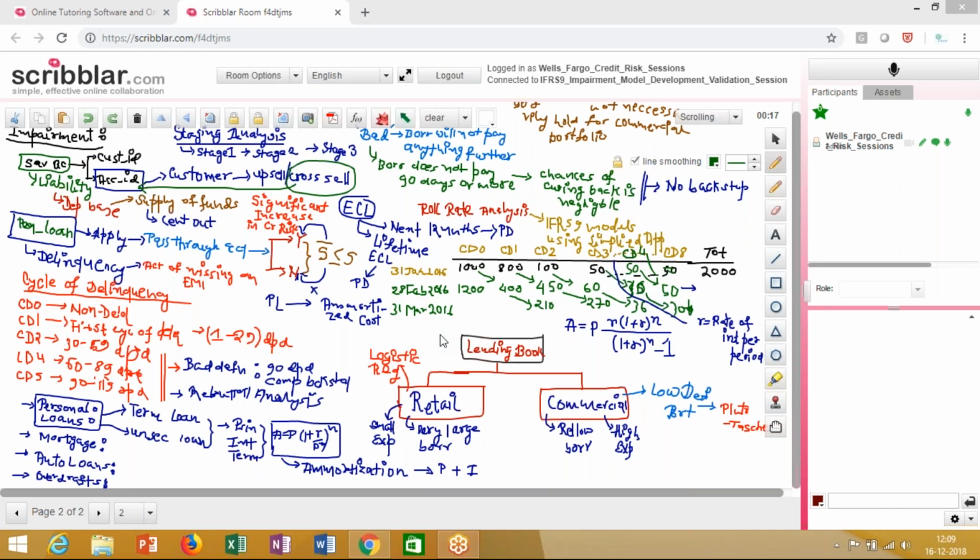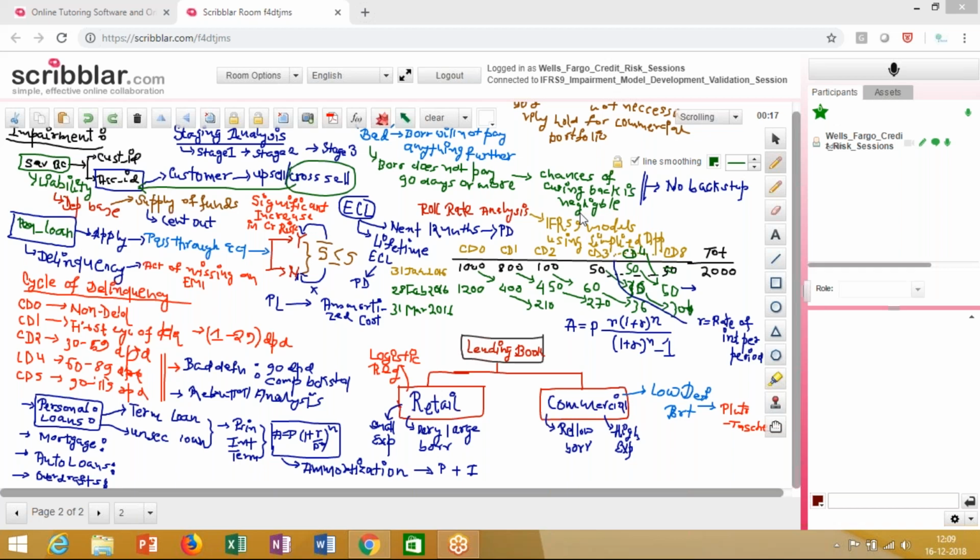Tanmay, I have a question here. In the same data set, we'll have all types of accounts or observations, which are CD0, CD1, CD2, CD4, and CD5. Correct. And CD3 is missing, I believe. Yeah, I missed writing CD3. So CD4 over here is CD3 and CD5 is CD4.